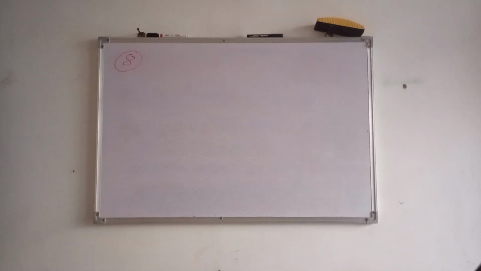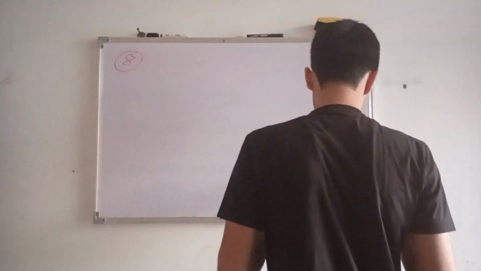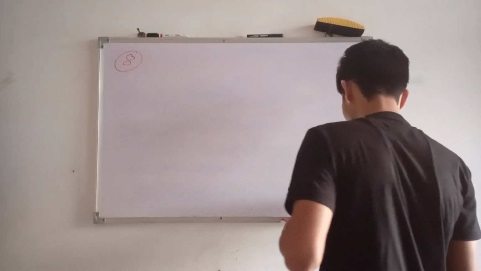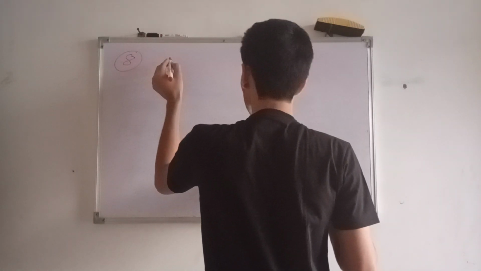Question number 8. We have been given a system of equations that has infinitely many solutions. Then the ordered pair is equal to. What are the three equations?